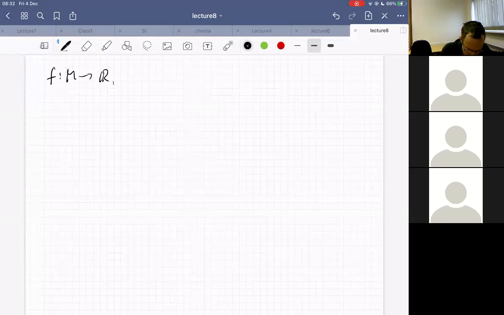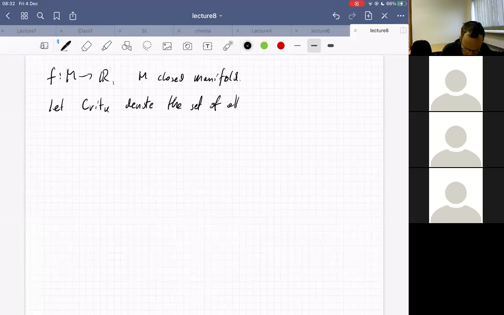So M is a closed manifold. And let Crit_k denote the set of all critical points of index k. So f is a Morse function and we have psi, a gradient vector field.